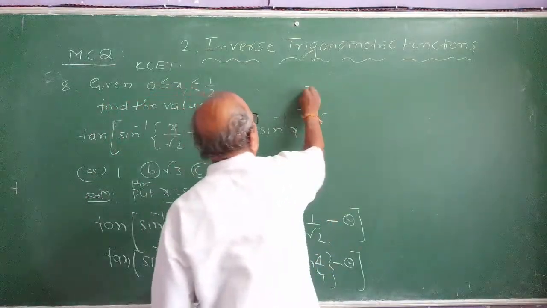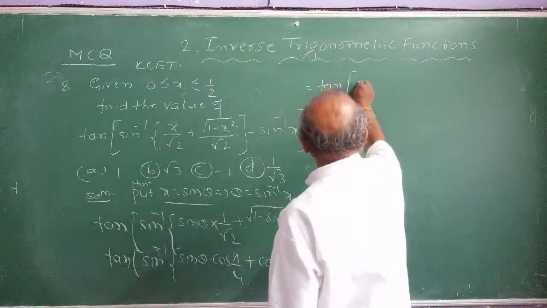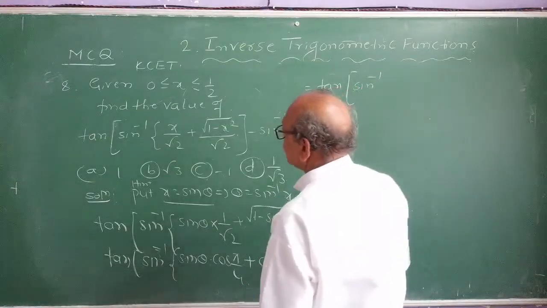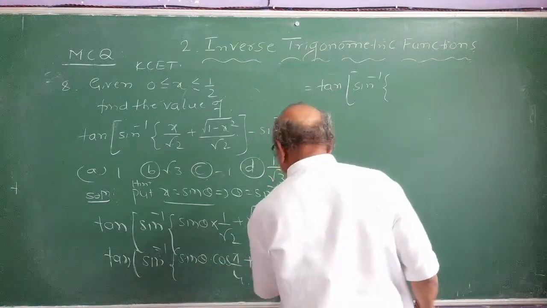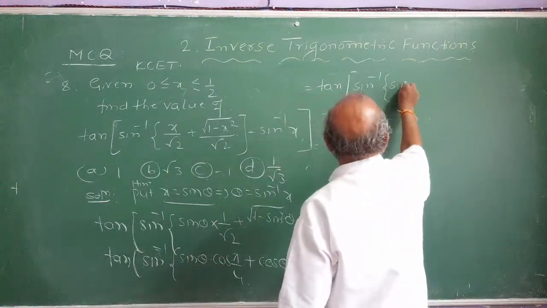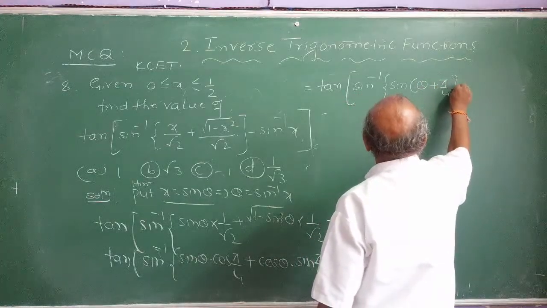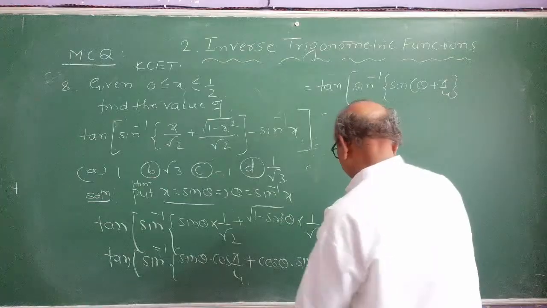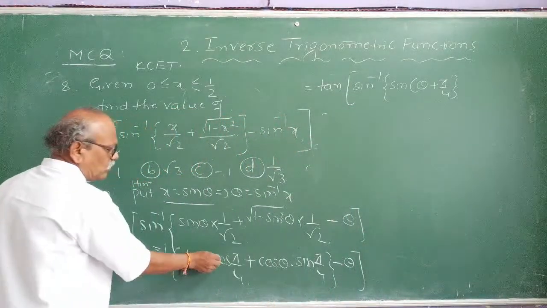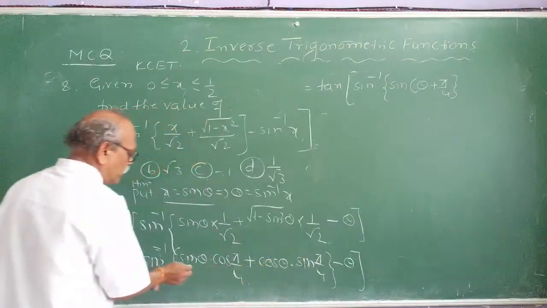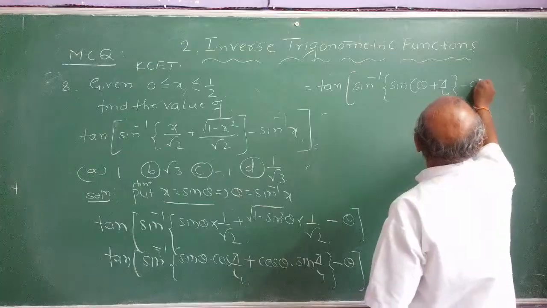You will get tan into bracket sin inverse of... what is sin A into cos B plus cos A into sin B? Is it not sin A plus B? Is it not sin theta plus pi by 4? Are you getting me? Then this entire expression becomes sin A into cos B plus cos A into sin B. What is sin theta plus pi by 4? And you have minus theta here.